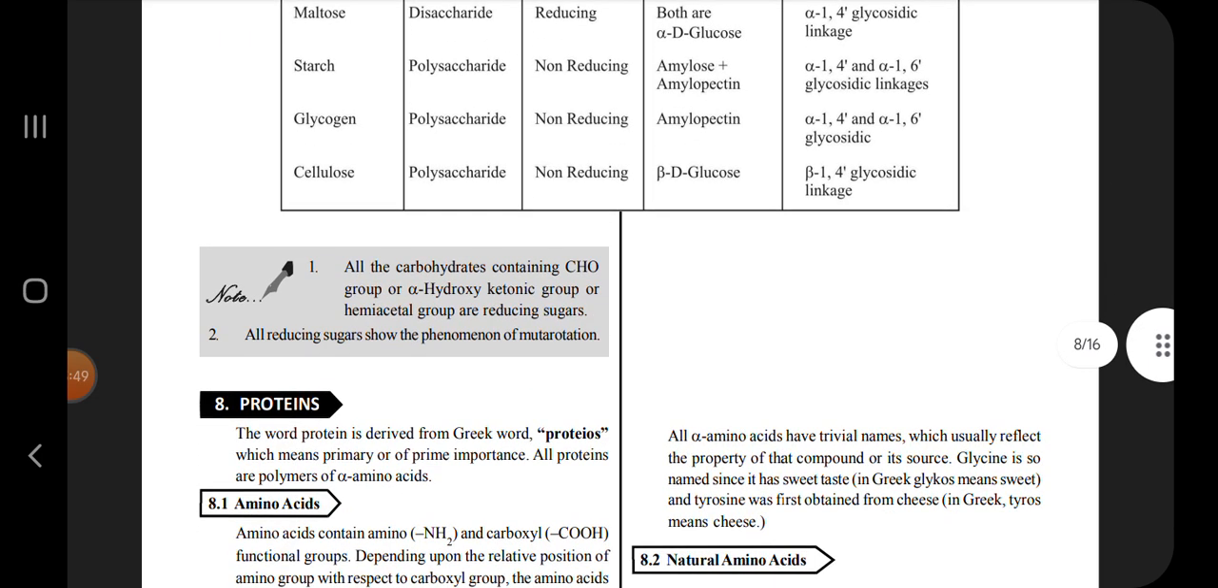Then all the carbohydrates containing CHO groups or alpha-hydroxyketonic groups or hemiacetal groups are reducing sugars, and all reducing sugars show the phenomenon of mutarotation.